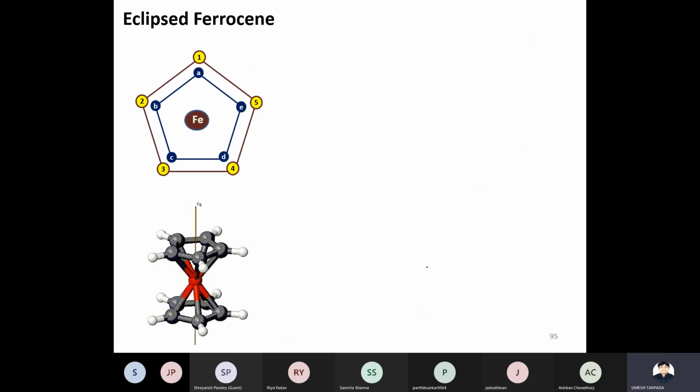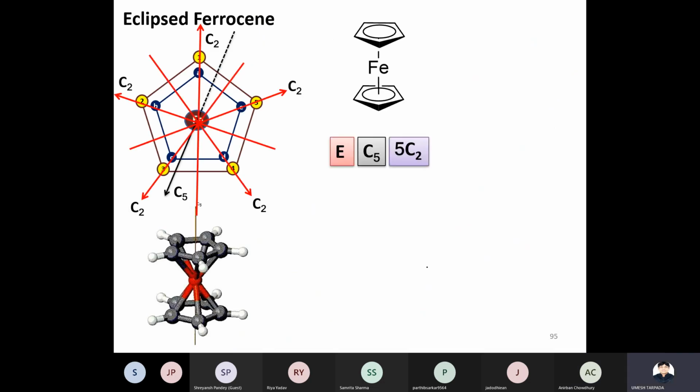See ferrocene, eclipsed ferrocene is similar to, you can say, eclipsed ethane. C5 is the principal axis, and there are five other C2 axes which are perpendicular to C5. So the symbol used is D5h. D5, and you can see here the horizontal plane. See, this is your C5 axis. Look here, and this is sigma h.